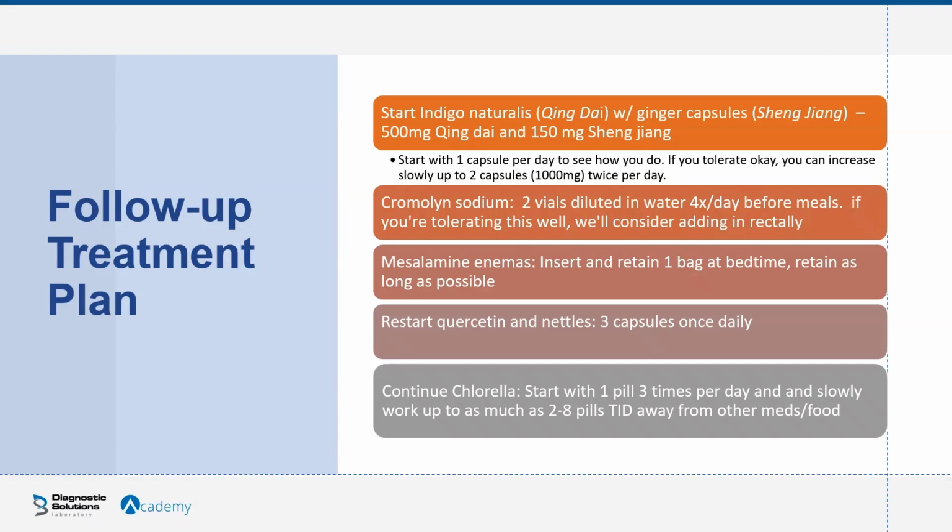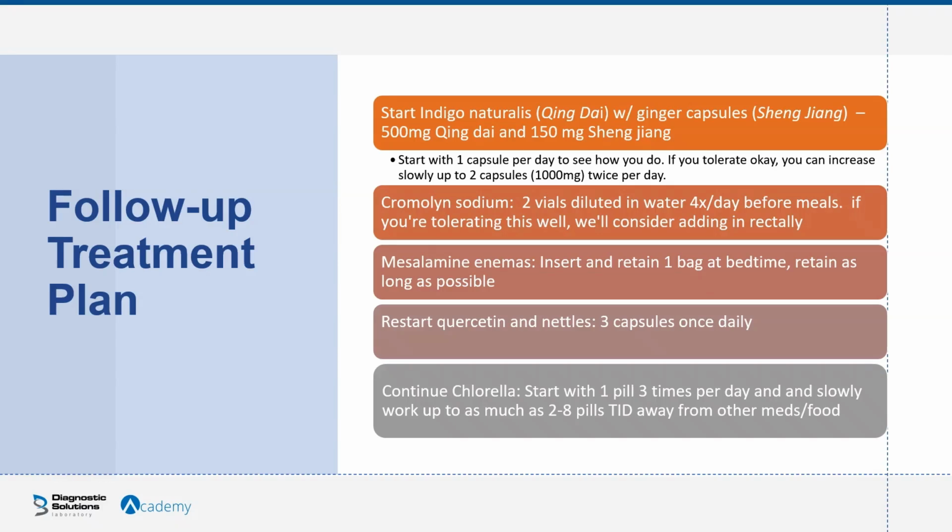When she reached back in with us to let us know what was happening, we pretty drastically changed up her treatment plan. We initiated Qingjai and Shengjiang, or indigo naturalis and fresh ginger, 500 milligrams of the Qingjai or indigo naturalis, and 150 milligrams of the Shengjiang or fresh ginger. We started her on 1 capsule of each to see how she could do, and then we had her slowly increase to 2 capsules twice daily, or to tolerance.